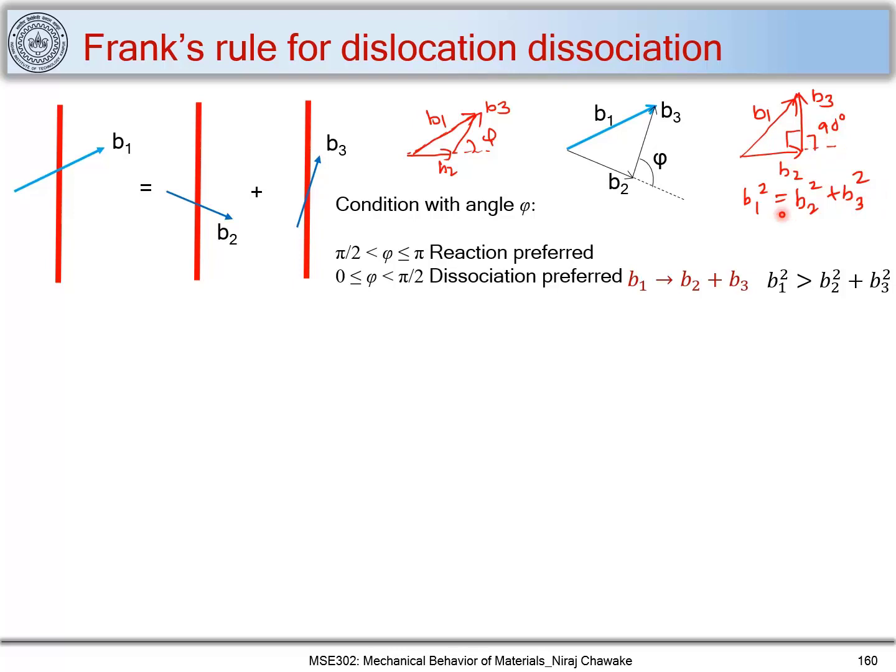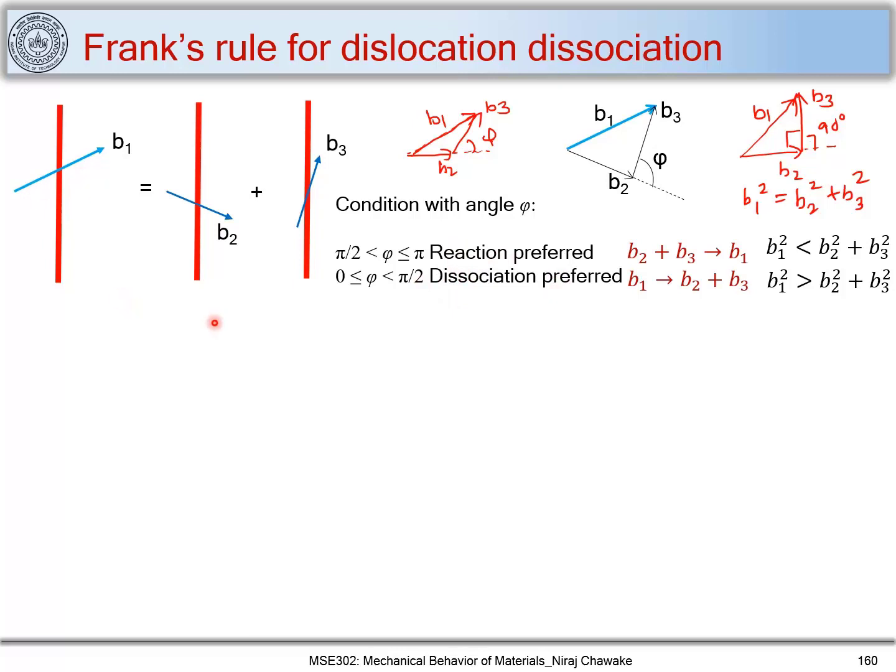If the angle is less than 90 degrees, you can say that B1 square must be higher than B2 square plus B3 square. And if this angle is more than 90 degrees, you can say that B1 square must be smaller than B2 square plus B3 square, and thus the reaction is preferred. What do I mean by that? If the angle is greater than 90 degrees and less than or equal to pi, then B2 and B3 will combine to form B1. That is why it is called a dislocation reaction. So here in this case, B1 square must be less than B2 square plus B3 square. So based on the included angle between B2 and B3, we can say whether a reaction is possible between dislocations or dissociation is possible for a dislocation.